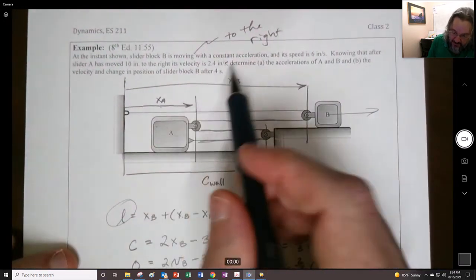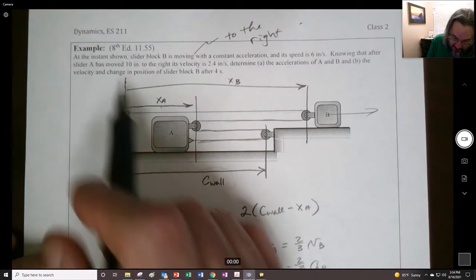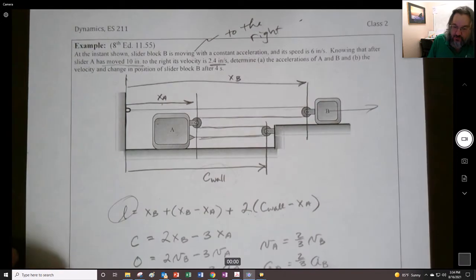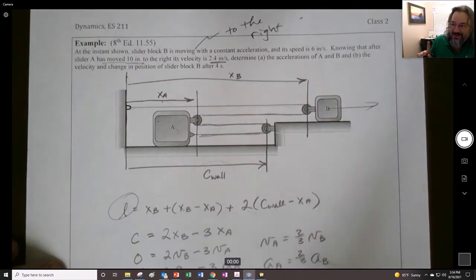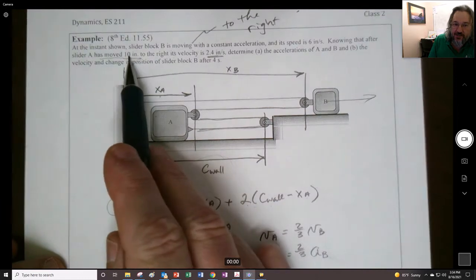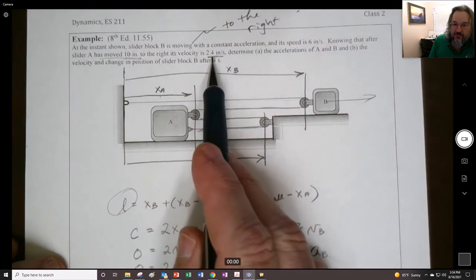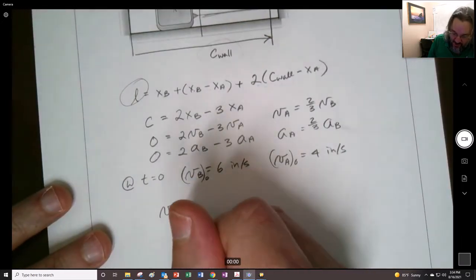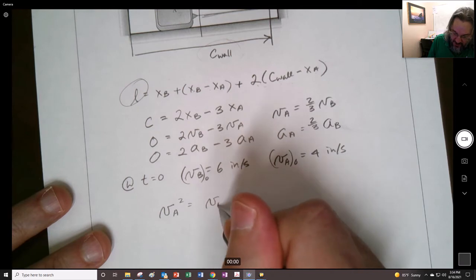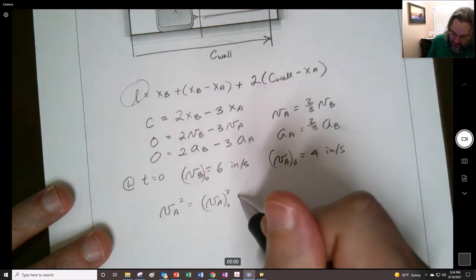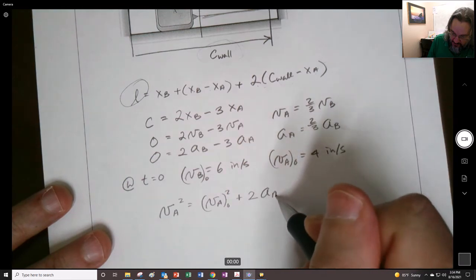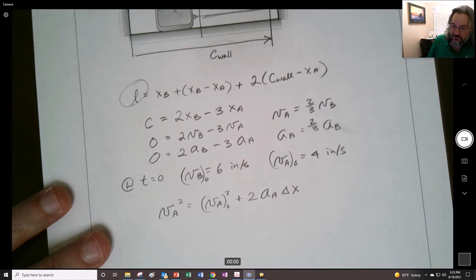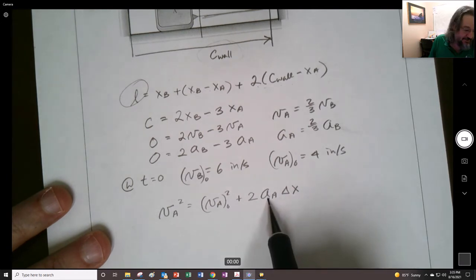Now they tell us, knowing that after A has moved 10 inches to the right, its velocity is 2.4 inches per second. Now we can figure out what the acceleration is there. And it's acceleration because we have a velocity and a position. So let's use VA squared is equal to VA naught squared plus 2 acceleration of A, and they go delta x. Now we're going to be able to figure out the acceleration of A.